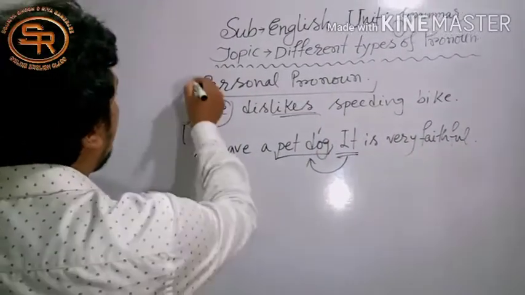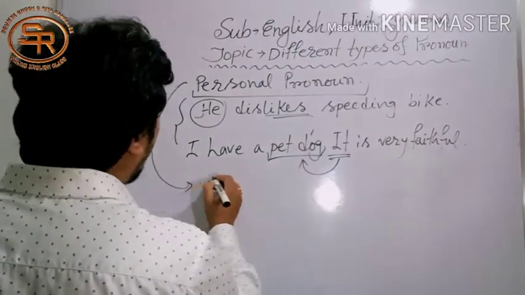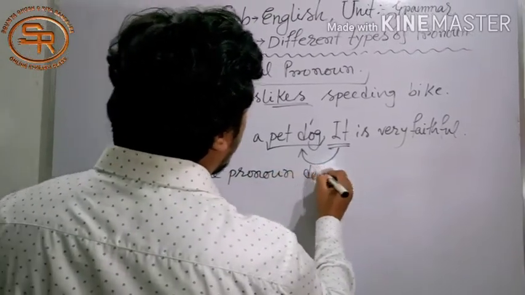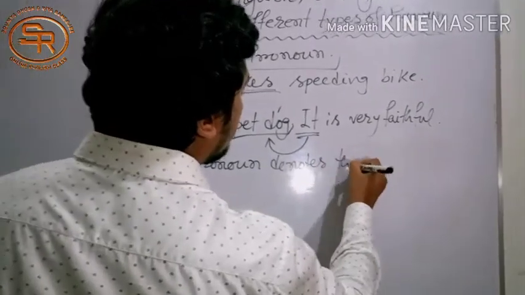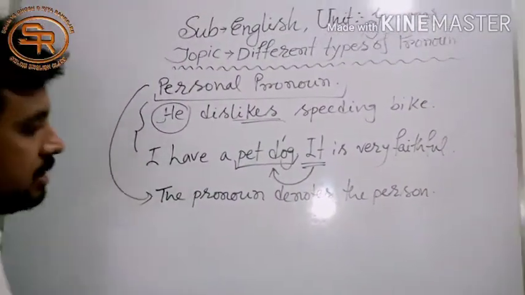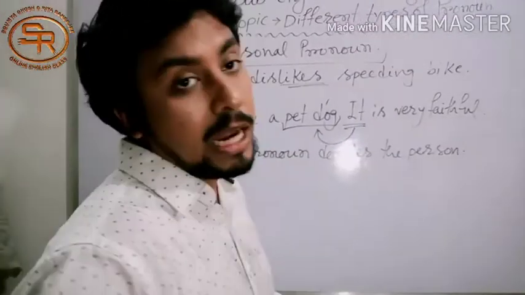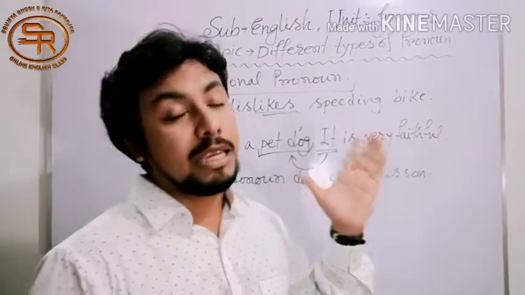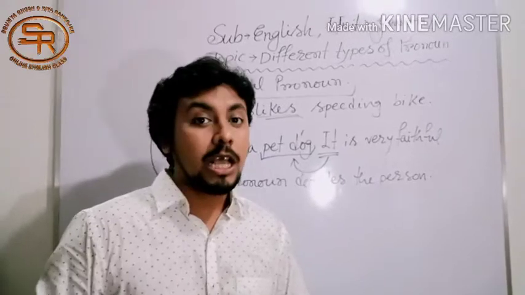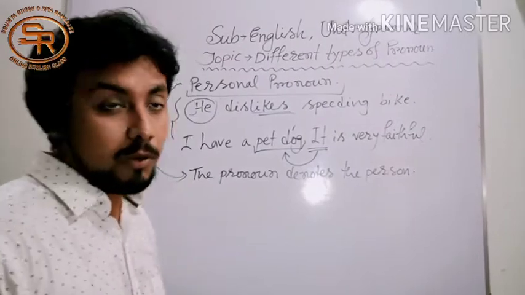So what have we learned for the personal pronoun? I should write here personal pronoun definition: the pronoun which denotes the person. So this is the simplest form of definition of the personal pronoun. So the pronoun that denotes the person is called the personal pronoun. Now it can be object also. Don't think that all of the time I have to denote the person only, not the creatures and not the object. Okay, so keep in mind, the pronoun which denotes the person is called the personal pronoun.